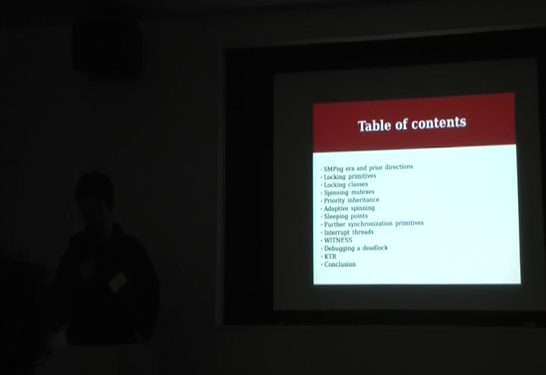You can see a table of contents a little bit more detailed, listing precisely some problems like priority inheritance and adaptive spinning that we are going to discuss further later.